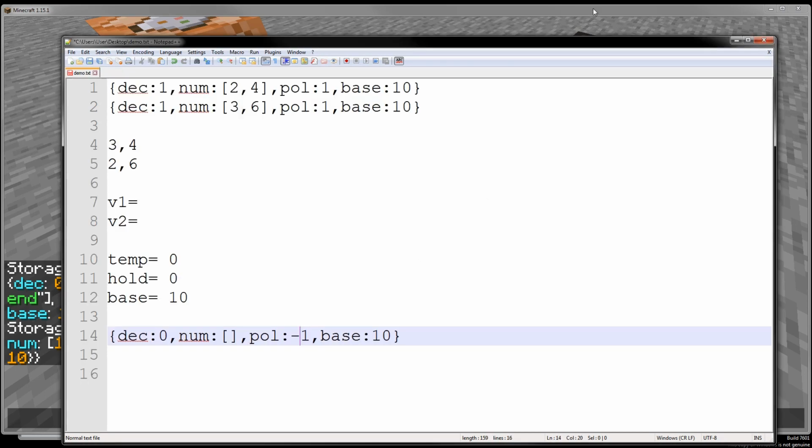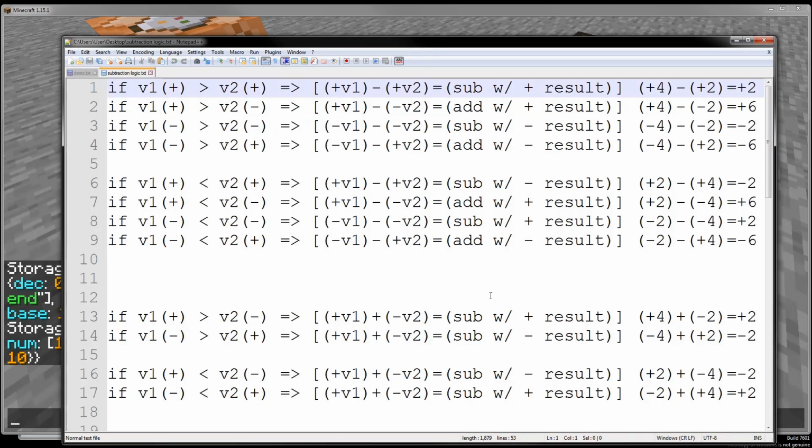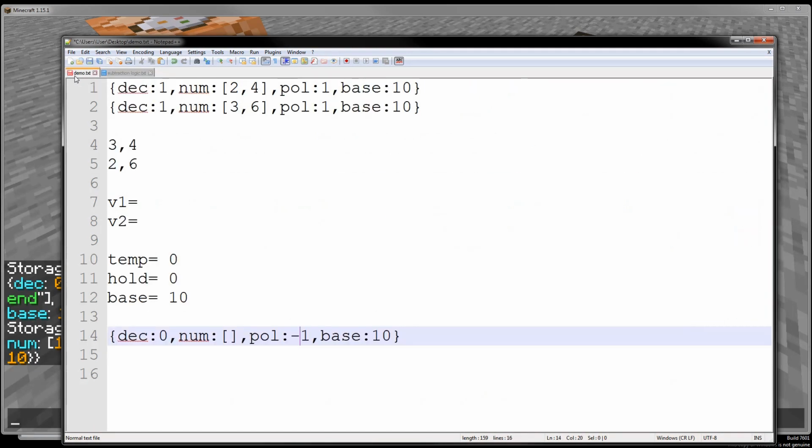The logic behind that is the same as in this document here. Basically, if value 1 is positive and greater than value 2, then I do value 1 minus value 2, which is subtraction with a positive result. If value 1 is greater than value 2 and value 2 is negative, I add with a positive result, because subtracting a negative number gives you plus. But if value 1 is less than value 2, I subtract with a negative result instead of subtracting with a positive result. It's basically inverted here. That's the logic behind the subtraction.